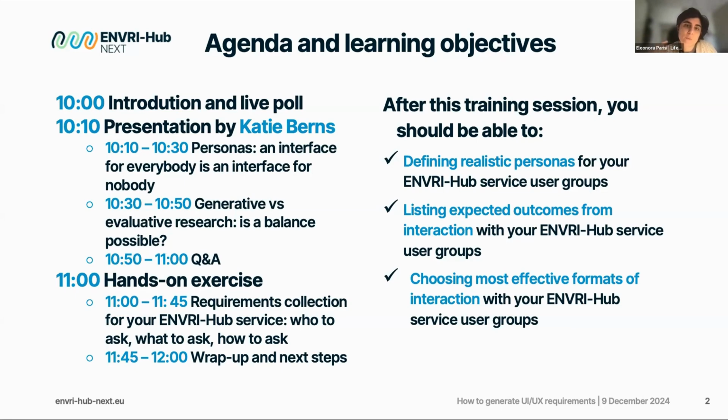So we have our learning objectives. As I said: defining realistic personas, listing expected outcomes from the interaction with the user groups on the ENVRI-Hub services, and then hopefully being able to choose the most effective formats to reach out to and generate the needs of our user groups.